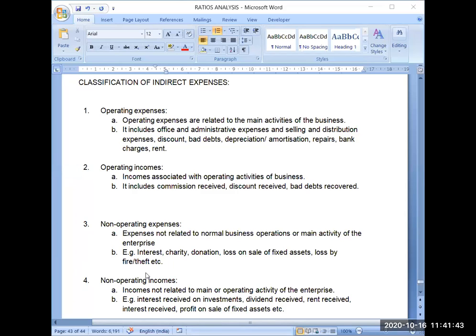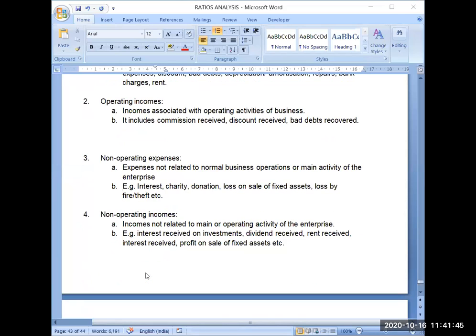Similarly, non-operating incomes which do not relate to the operating activity of the enterprise, these are termed as non-operating incomes. For example, you are receiving interest on investments. Now your business is purchasing and selling of mobile phones. Your business is not to invest money somewhere. So that's why whatever interest income you are getting on your investments, sometimes business usually have some extra amounts. So they invest in some option.